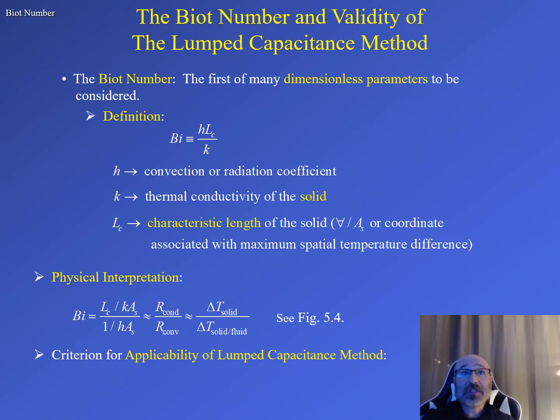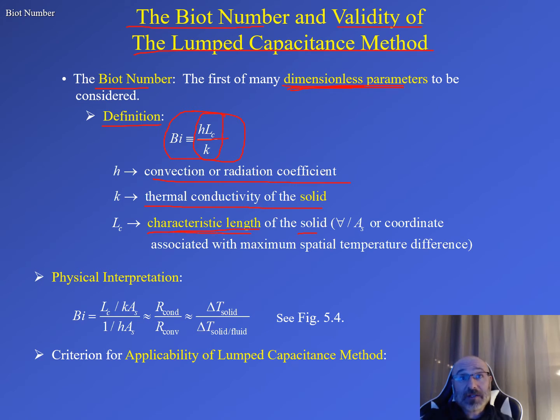So the next topic this leads us into is our Biot number and the validity of the lumped capacitance method. The Biot number is the first of many dimensionless parameters, which is something really important to know. We're talking about that unit analysis; this should be dimensionless, so when you plug in your values, they should all cancel out. Our definition of the Biot number is Bi equal to h, our convection or radiation coefficient, times L sub C, the characteristic length of the solid, all divided by k, the thermal conductivity of the solid.